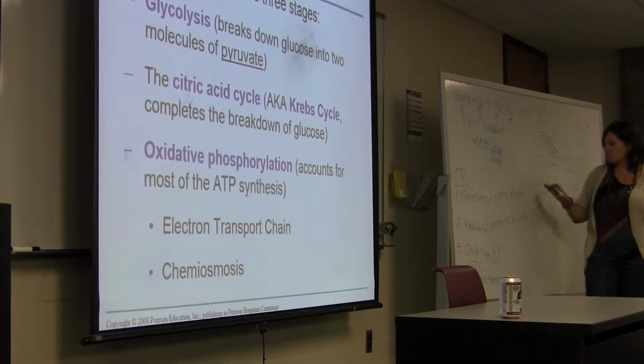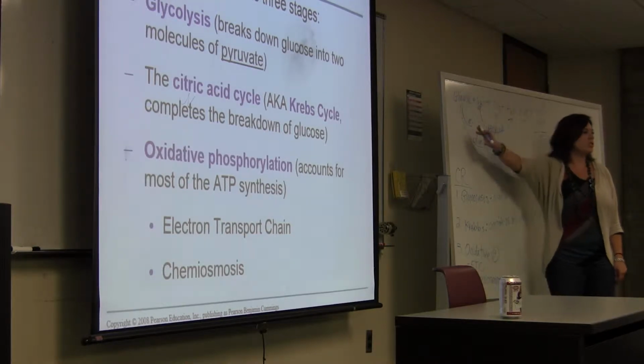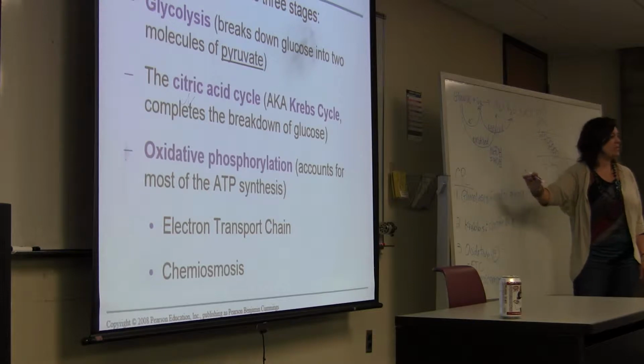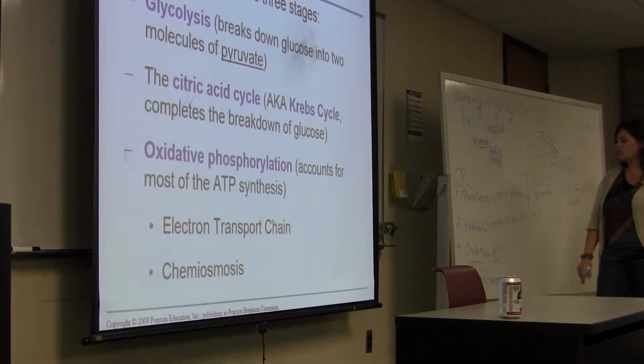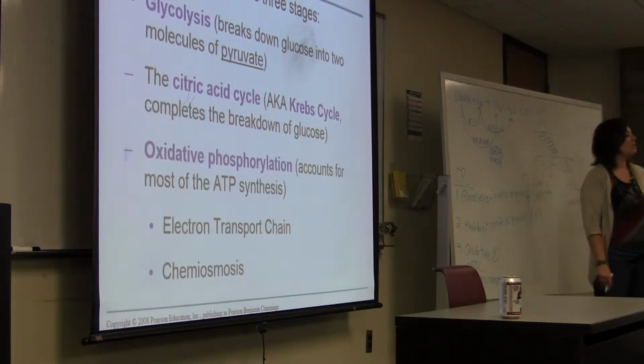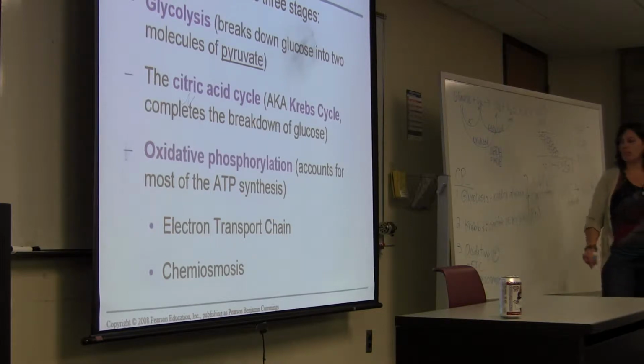So glycolysis and the Krebs cycle, these two things are used to oxidize or to break down glucose. And so all that's going on here in glycolysis and the Krebs cycle is we're taking electrons away from glucose and we're giving them to these electron acceptors. So that's what we're doing in glycolysis and the Krebs cycle.